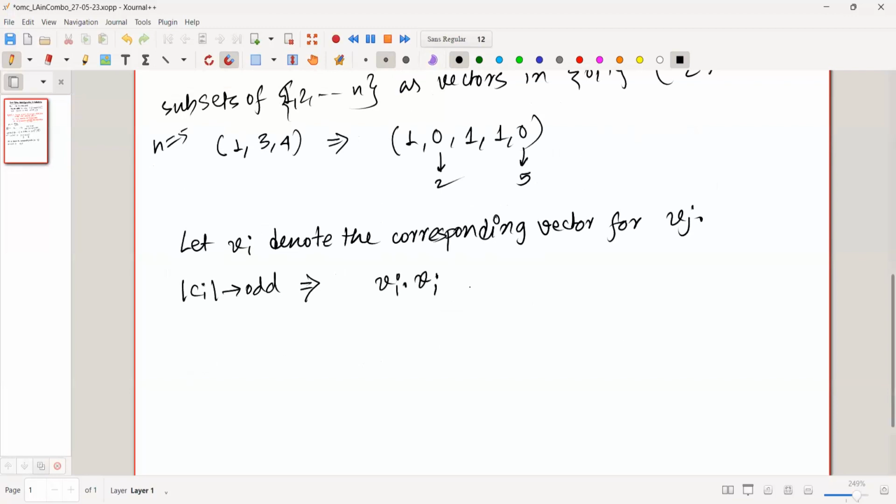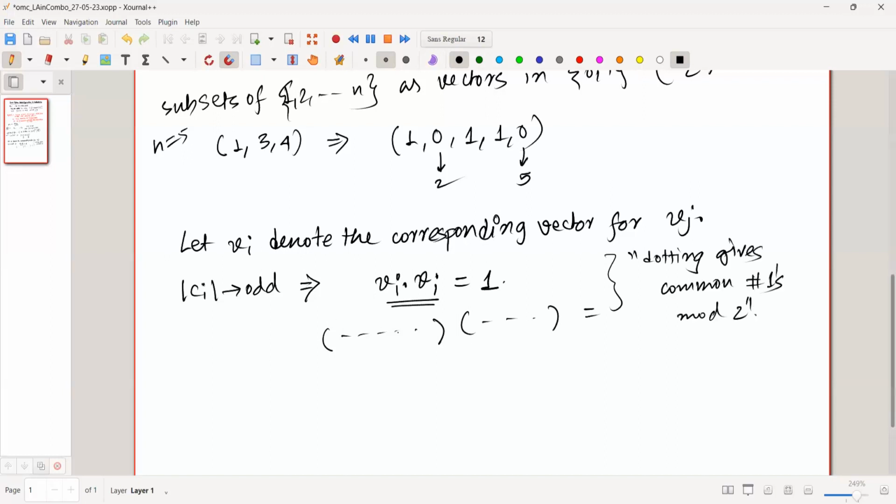What does that mean? An odd number of elements means an odd number of ones, so when you dot it with itself, dotting gives the number of common ones mod 2. So Vi dot Vi gives me 1, and Vi dot Vj, which is the size of the intersection of Ci and Cj mod 2, is going to be 0 for all i not equal to j.